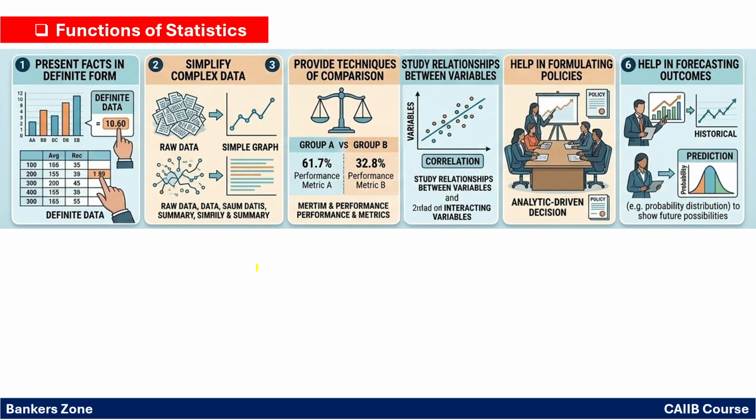Okay, now further, what are the functions of statistics? First function is what? It presents the facts in definite form. Means definite data. It will tell you 10.6 means 10.6, right? No variation. That means it gives the fact in definite form. Simplify the complex data. You have a lot of raw data. You will apply the different stages like collection of data, then classification, tabulation, analysis, interpretation. So you can turn the complex data into simple graphs.